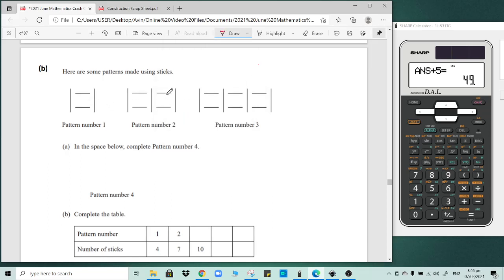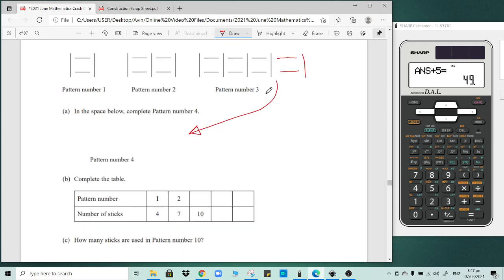You could see the pattern here. They just added an extra 2 horizontal and 1 vertical. So if this is the 3rd pattern, to make the 4th pattern, I'm just going to add in this part here. But I'm already supposed to draw the 4th pattern in the space provided here. So that's it for part A.